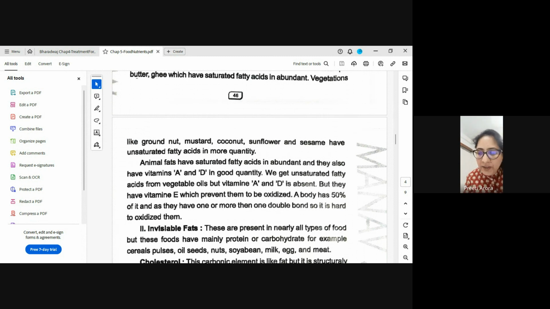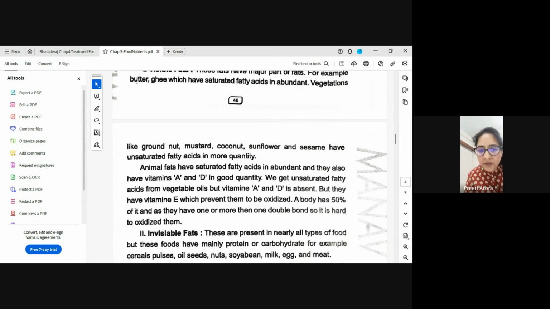So between saturated and unsaturated fat, unsaturated fat is good because it is liquid at room temperature. So it will improve your blood cholesterol levels. It will ease the inflammation in your body. It will reduce your risk of cardiovascular diseases, and it will improve your overall health. But there has to be a healthy balance between your saturated and unsaturated fat. It is not that you should consume only unsaturated fat. You have to balance it along with your butter and ghee as well.